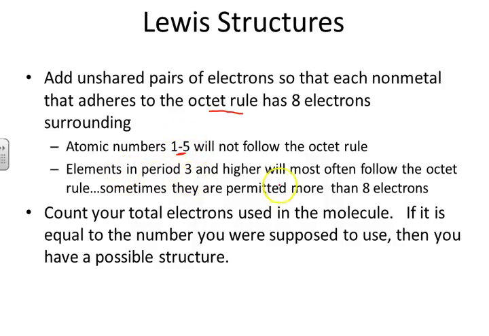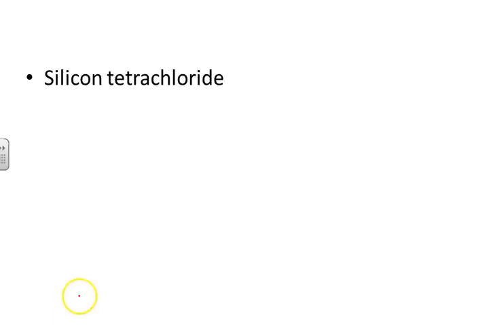Elements in period 3 and higher most often follow the octet rule, so we apply the octet rule first. But sometimes they're permitted to have more than 8 electrons, and the reason for that is in period 3 we're looking at energy level 3, and we end up with a D sublevel. And if we go to period 4, we get an F sublevel. After you've arranged everything, you count your total electrons used in the molecule. If it's equal to the number that you had available to you as valence electrons, then you have a possible or plausible structure.